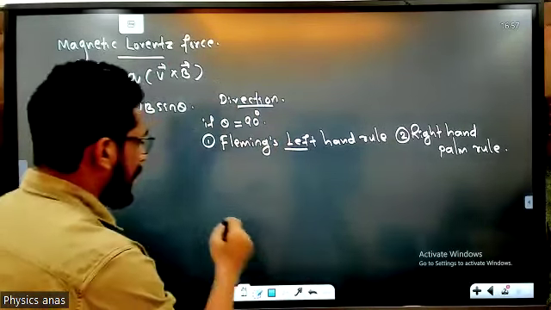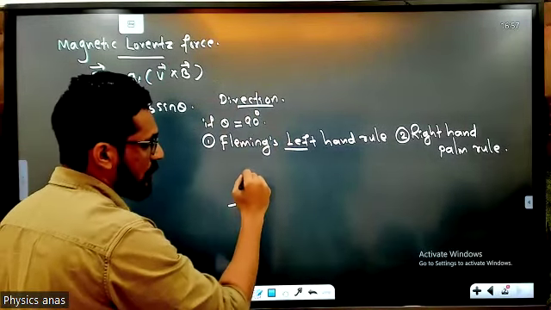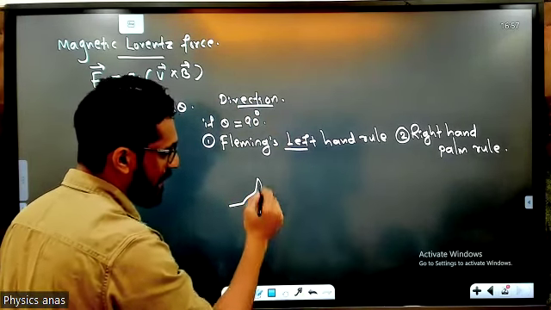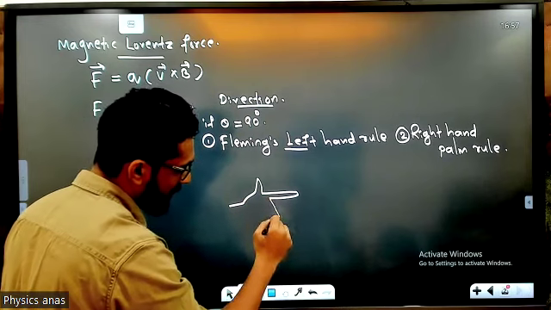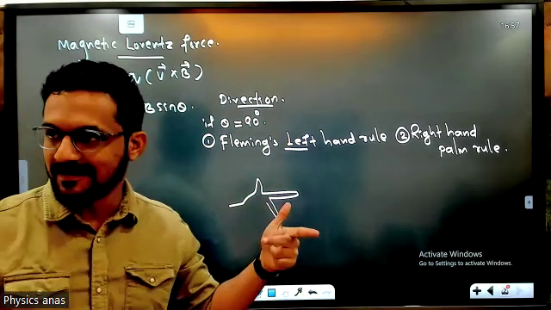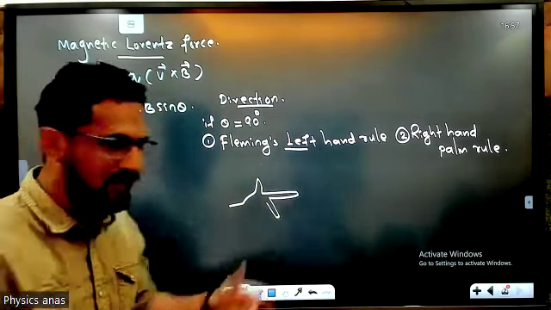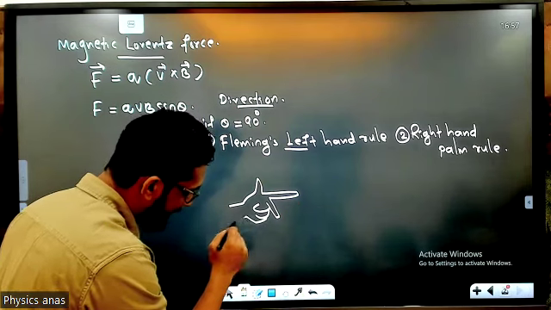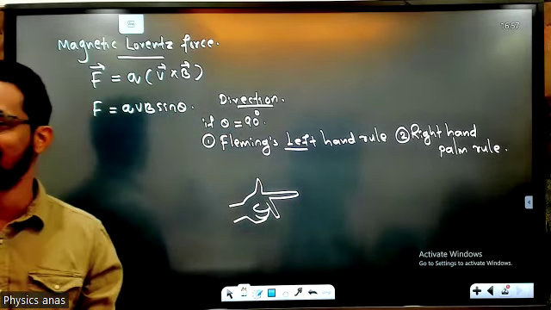Okay. Let's see what Fleming's left hand rule looks like. This is the thumb, forefinger, and middle finger. I can only draw it like this. This is thumb, forefinger, and middle finger, and there are two fingers like this. So this is Fleming's left hand.